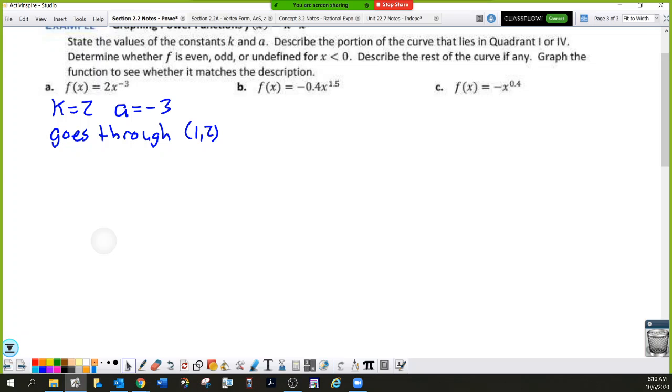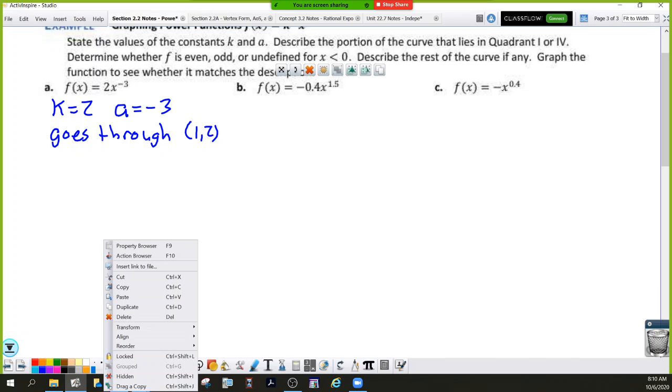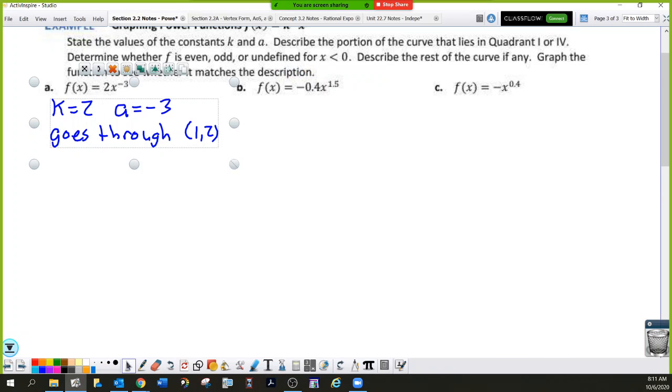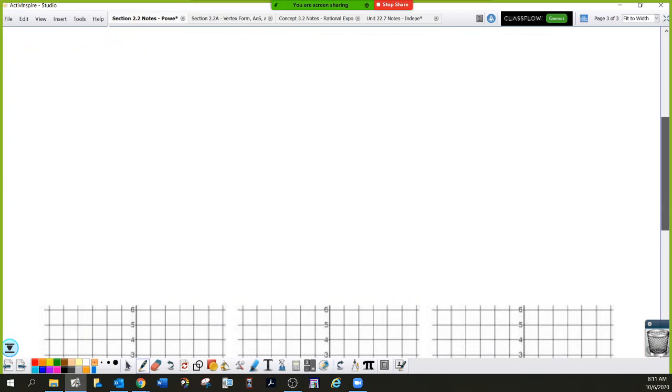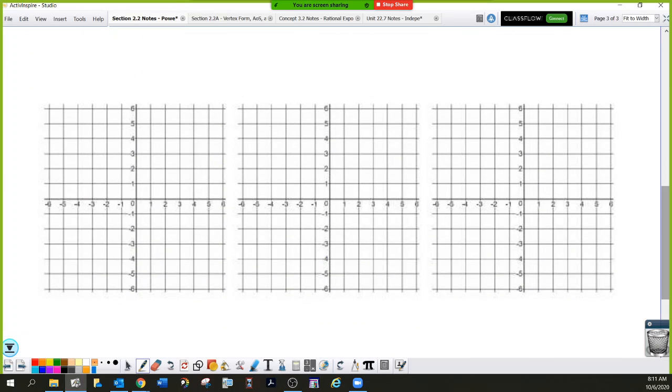Let's see, I gotta leave myself some space. So scoot that over. There we go. Okay. We know it goes through 1, comma 2. But hey, look, that is a negative exponent. And if we can remember all the way to the front of the notes, we said anytime we have a negative exponent, we have a graph that is asymptotic to both axes. Like this. So it goes through 1, comma 2 and then is asymptotic to both axes. So it looks like this.